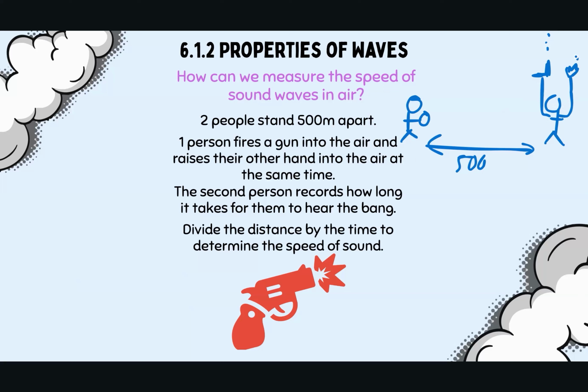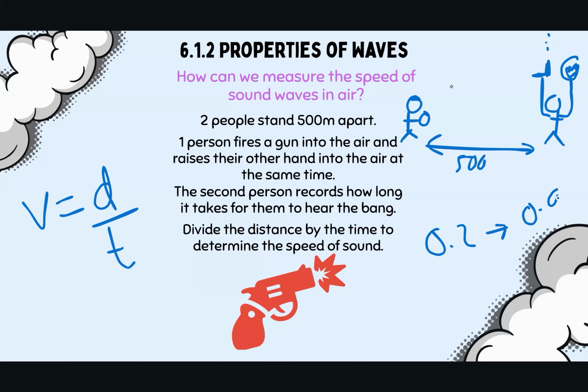So they've got a stopwatch and they click on the stopwatch as soon as they see the hand. As soon as they hear the sound, they click it again. And that gives a time. And speed equals distance divided by time. The biggest issue here is that people have a reaction time of 0.2 to 0.9 seconds.